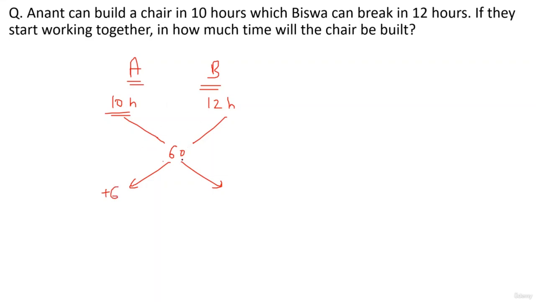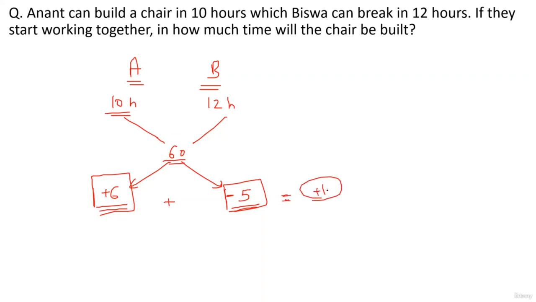Now B will destroy 60 units in 12 hours. So 60 upon 12, 5 with a minus sign. Why? Because it is destroying. He's destroying, right? So whenever there is destructive work being performed, always take the efficiency as negative. All right. So 6 units का काम कर रहा है A every hour, और minus 5 का work कर रहा है B. Okay, what is the effective efficiency? 6 minus 5, which is plus 1 units per hour.